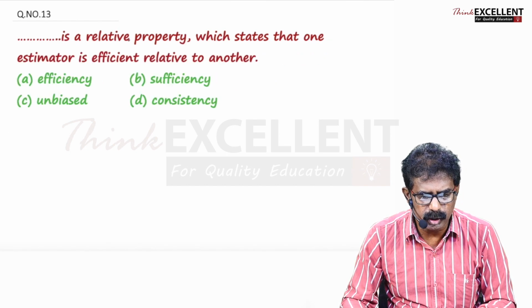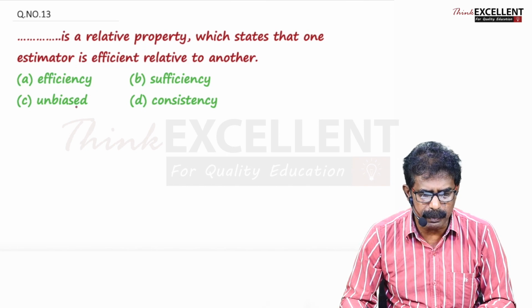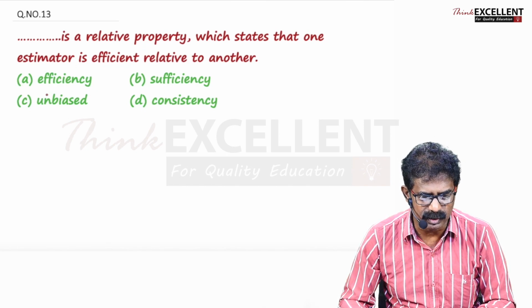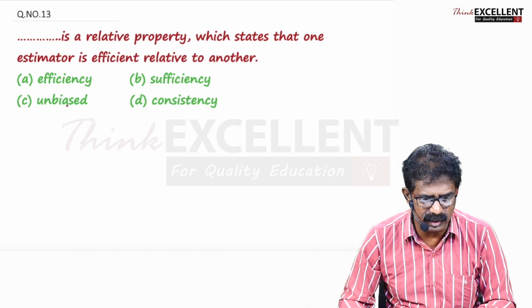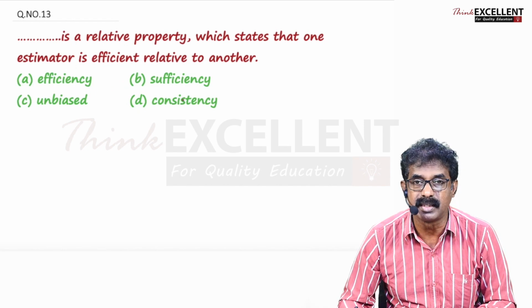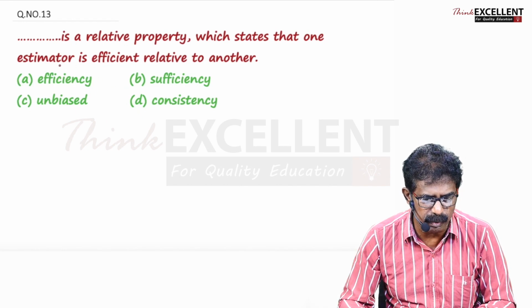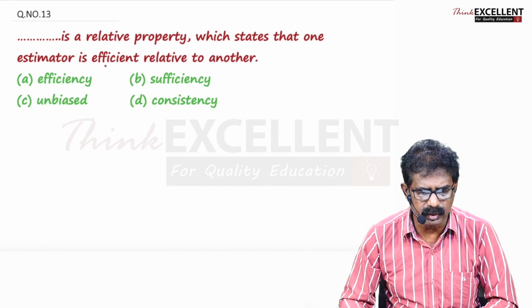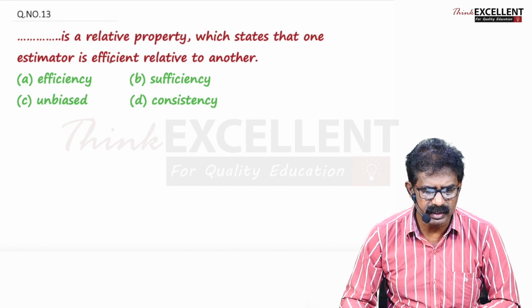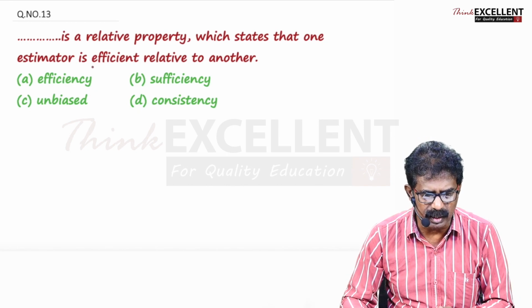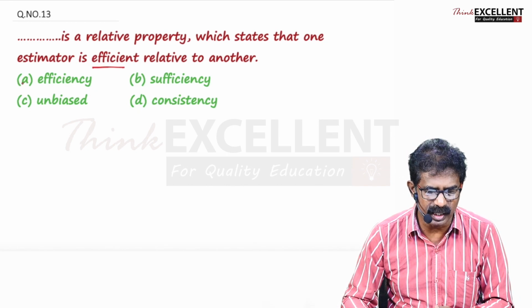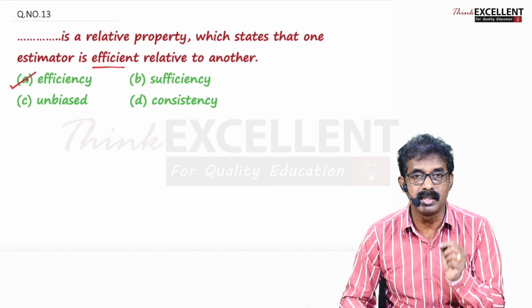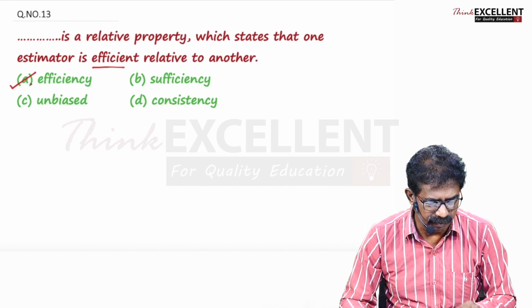Question number 13. Dash is a relative property. There are 4 relative properties given as choices: efficiency, sufficiency, unbiasedness, consistency. So a short note is also important. Dash is a relative property which states that one estimator is efficient relative to another. The name itself is there: efficient. So this relative property, we call it efficiency.